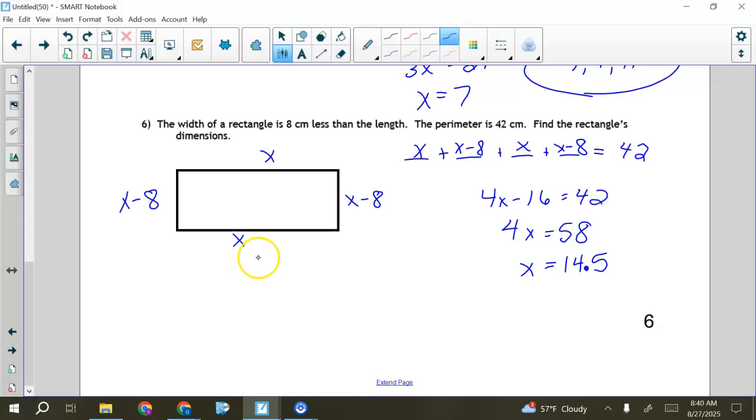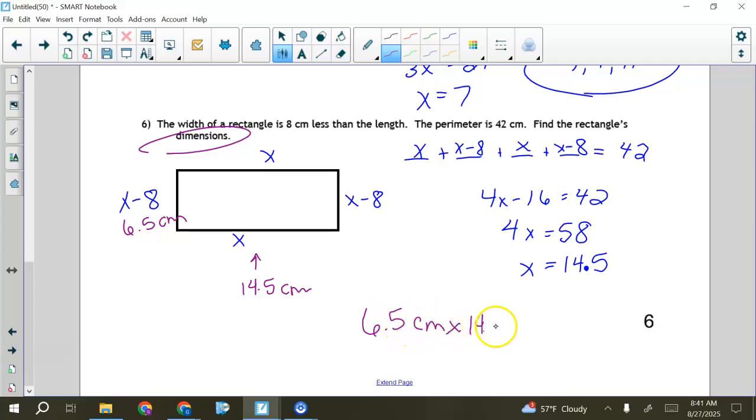All right, so what did that tell us? That told us that the longer side, the length, was 14.5 centimeters. So then the shorter side would be 14.5 minus 8, which is 6.5. So then what are the dimensions? 6.5 by 14.5.